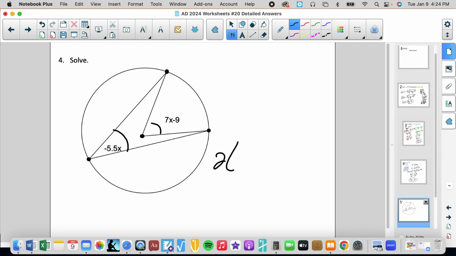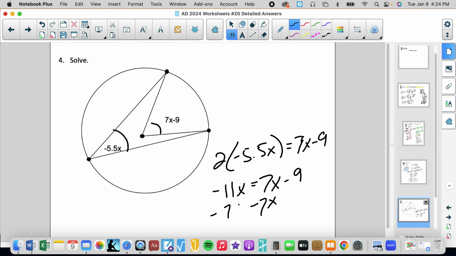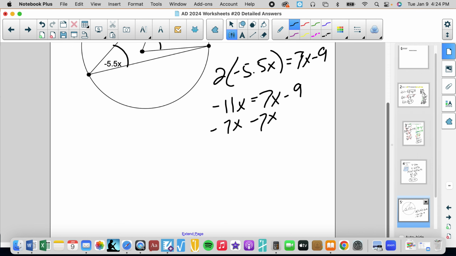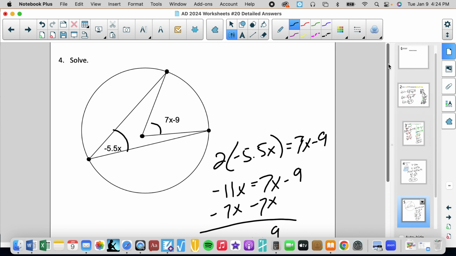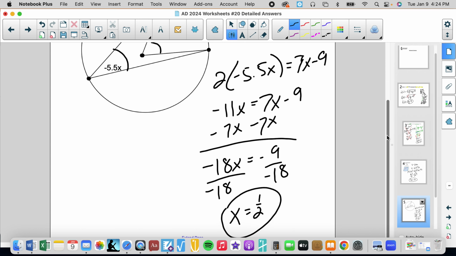So if we multiply, that should equal 7x minus 9. So we get negative 11x equals 7x minus 9. Let's subtract 7x. And we get negative 18x equals negative 9. Divide by negative 18. We get x equals 1/2. Now, what does it say? What's x? Solve for x.